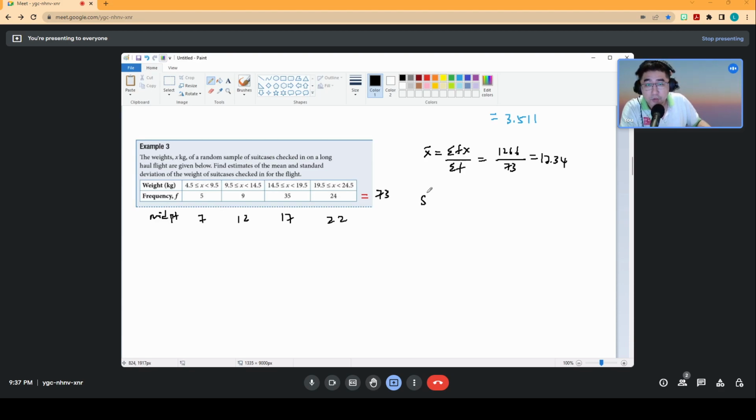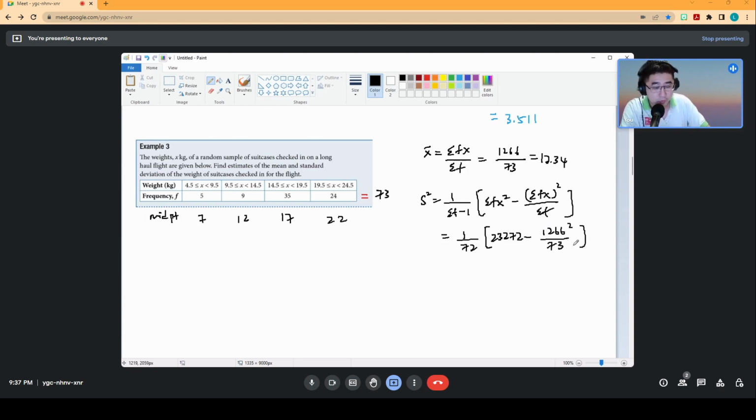Then I have s squared equals 1 over sum of f minus 1, times sum of fx squared minus sum of fx, the whole thing squared, over sum of f. Then I have 1 over this one, 72. Okay, I have 23272 minus 1266 squared over 73. Okay, let's see what do I get.